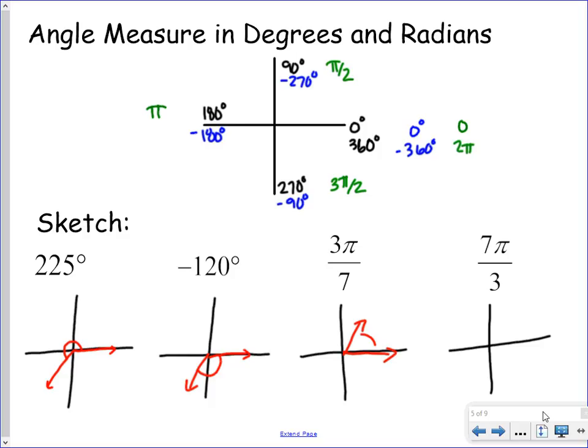So what does that mean for 7 pi over 3? Emily? 7/3 is more than 1. It does an entire rotation, and then goes another 1/3. Okay, very good. 7/3 is more than 1.